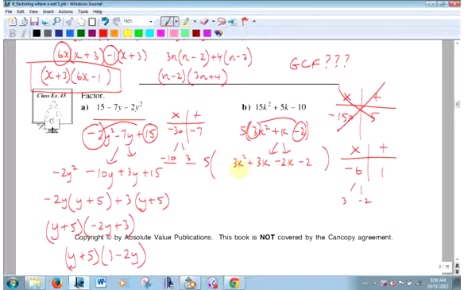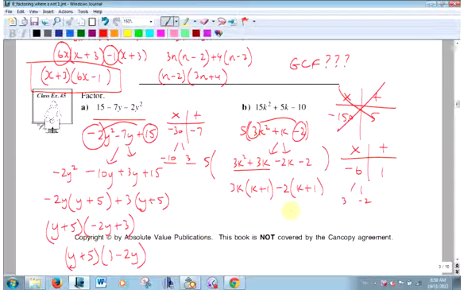Factor this by grouping. Don't worry about the 5. Just look here. What can I take out of 3k squared and 3k? 3k, k plus 1. What can I take out of here? A 2, but let's make it a minus so that this becomes a k plus 1. Okay, let's check it. Don't worry about the 5.